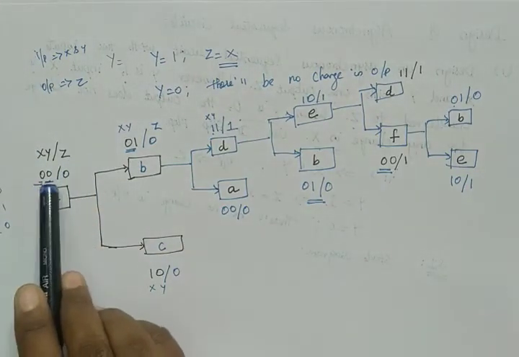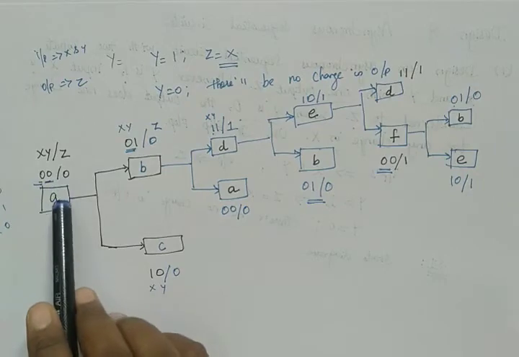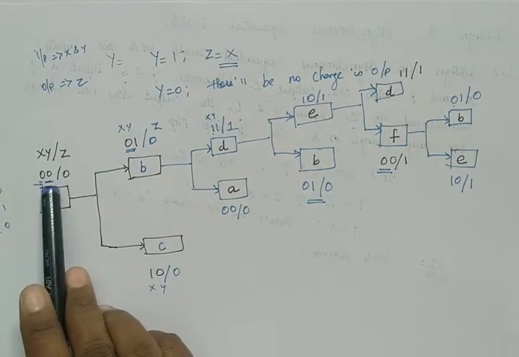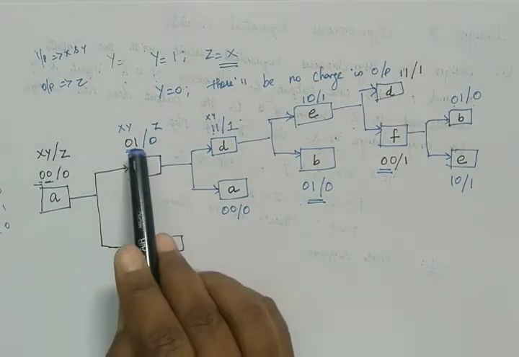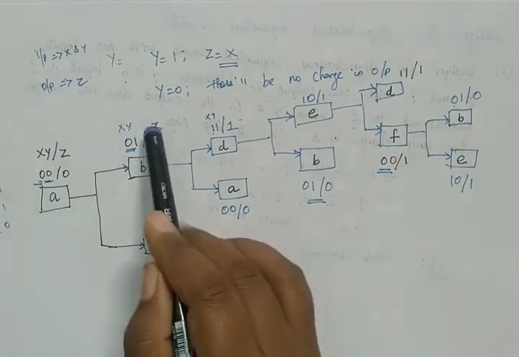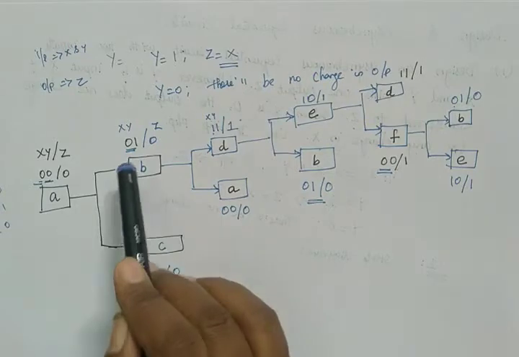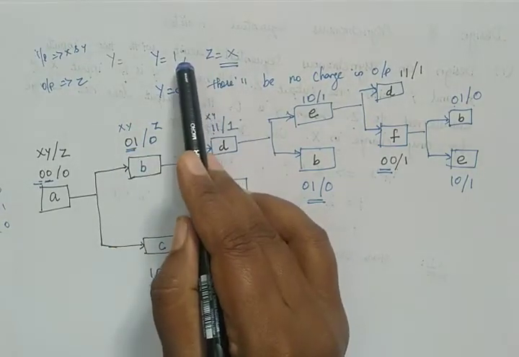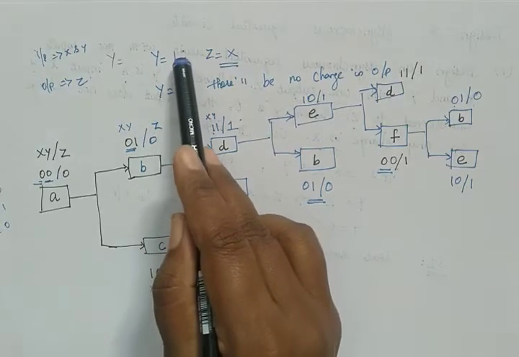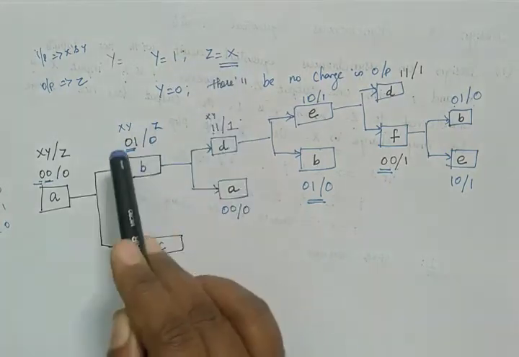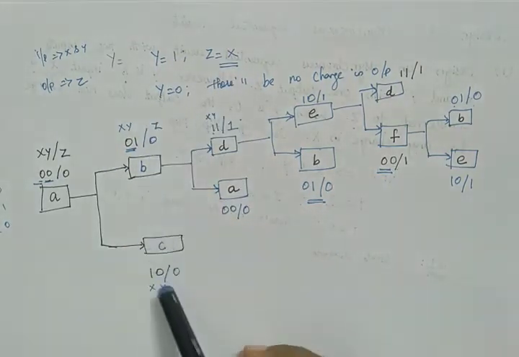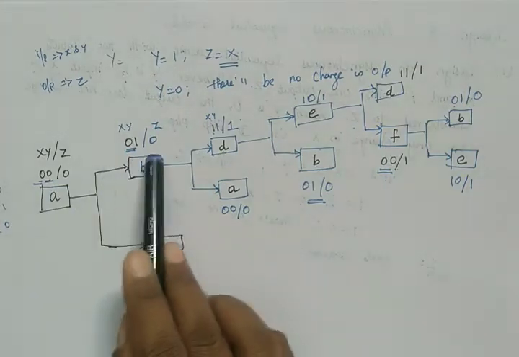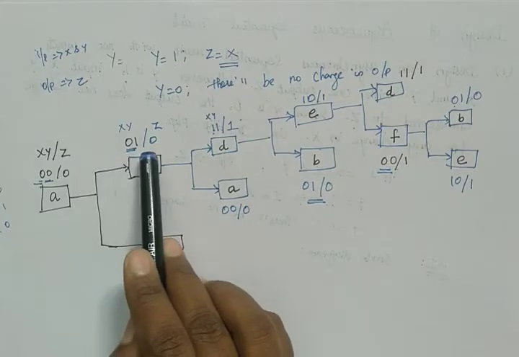So let us start with 0 0. Initially the output is 0. Then if we have a single bit change, this may be either 0 1 or 1 0. Then this is XY, and the output is Z. Now we have to check for X and Y inputs. If Y is equal to 1, because the question they have mentioned only Y, Z is equal to X. If Y is equal to 0, then there will be no change. Since there is no change, we have written 0. And here Z is equal to X, so X is equal to 0.